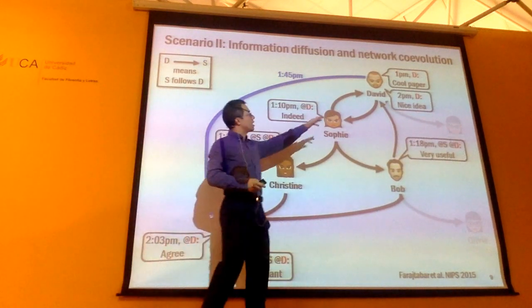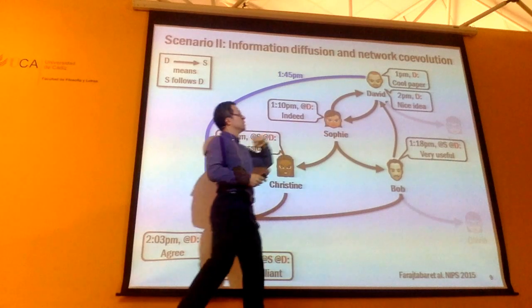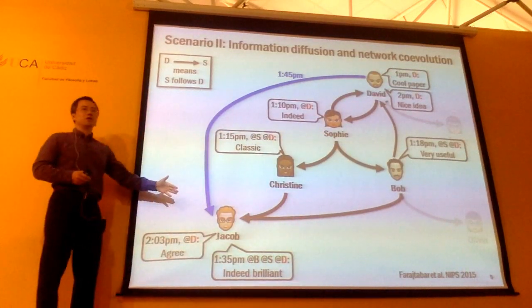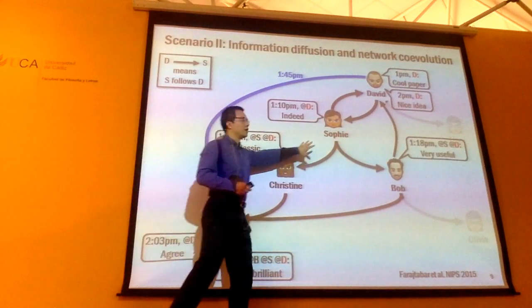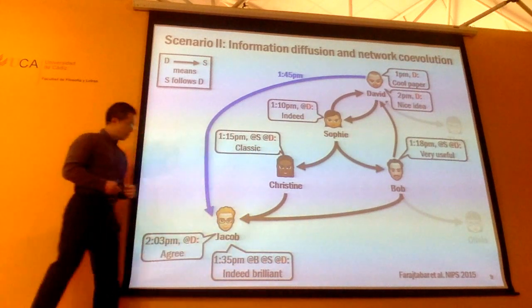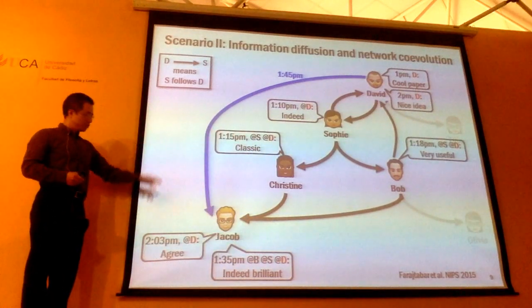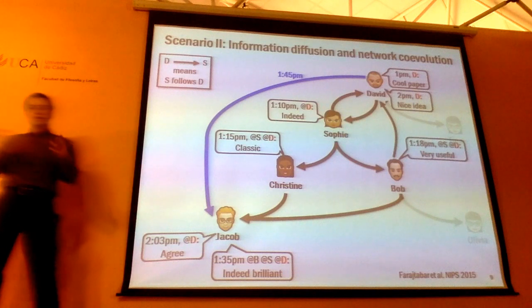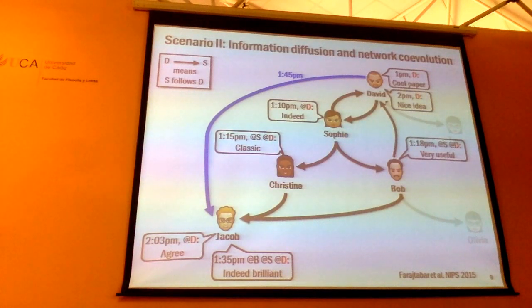So for instance, the next time David tweets about something at 2 p.m., Jacob is no longer following through all these intermediate messages. He's going to directly respond to David's message very quickly. After 3 minutes, he agrees with David. So this has already changed the information propagation path, right? So this is the second scenario we will talk about. It turns out you can use exactly the same methodology to model this type of scenario.